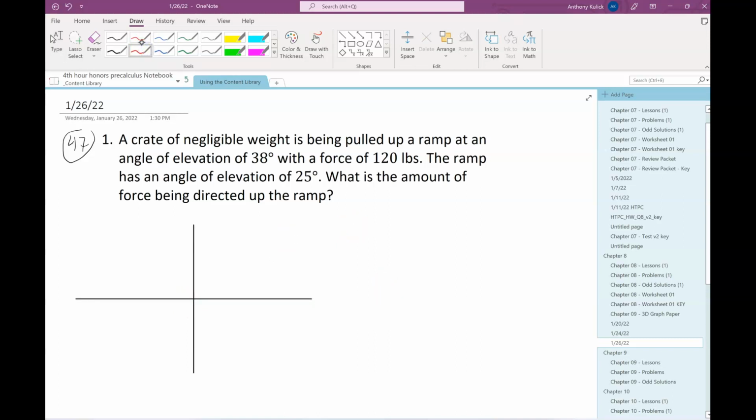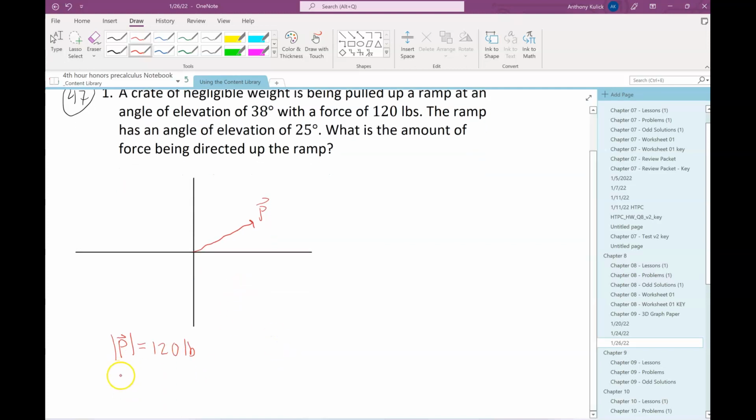When I read this, Mackenzie, how many vectors do you hear? I hear 2. I hear 1 for the pull and 1 for the ramp itself. So let's see, the pull vector may be here. I'm going to use P for that. So it's pretty easy to see that the magnitude for P is 120 pounds. And the direction for P is 38 degrees, since it's talking about an angle of elevation.